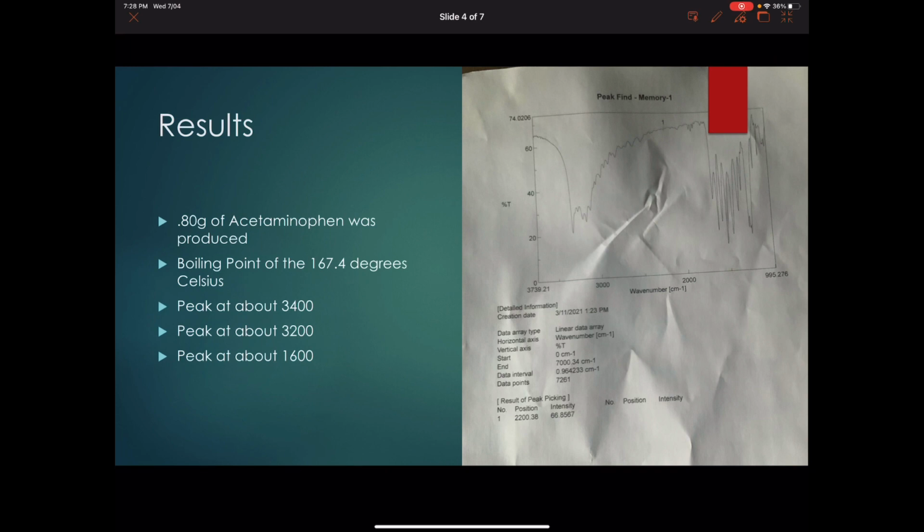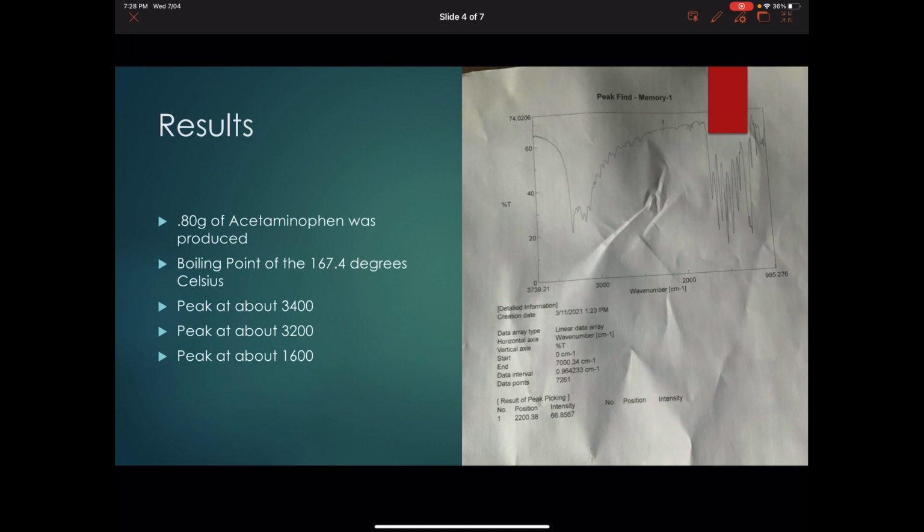So here are my results from the experiment. About 0.80 grams of acetaminophen was produced, and the experiment was a 1-to-1. So it should have been roughly about 1 gram if it was a 100% turnout. But in this case it was 80%, which is fairly decent.